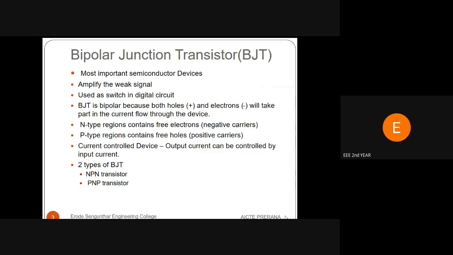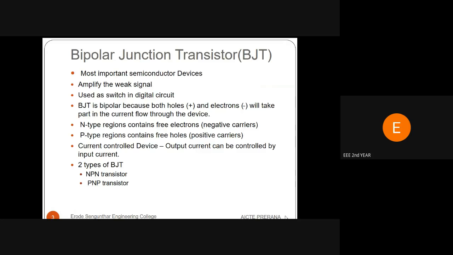Bipolar junction transistor is mainly used to amplify the weak signal, and it is also used as a switch in digital circuits. Bipolar junction transistor is also called a bipolar device because the current conduction of the device depends upon both types of charge carriers, electrons and holes. The output current of the device can be controlled by input current, so it is called a current control device.